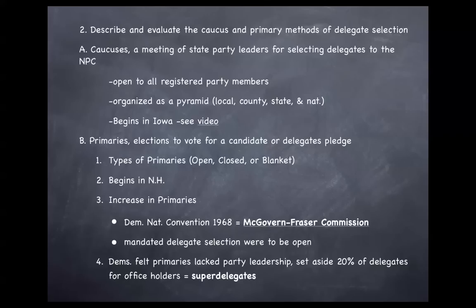It's organized like a pyramid. It starts off at the local level. If you are a delegate selected at the local level, you can go on to the county. If you get selected at the county, you go to the state, and so on, all the way through to the National Party's convention. So you start locally, and you have to get elected all the way up to the National Convention. And the first caucus is in Iowa.